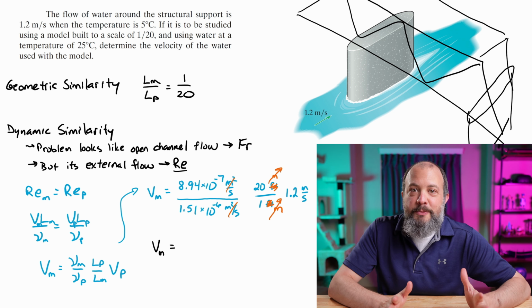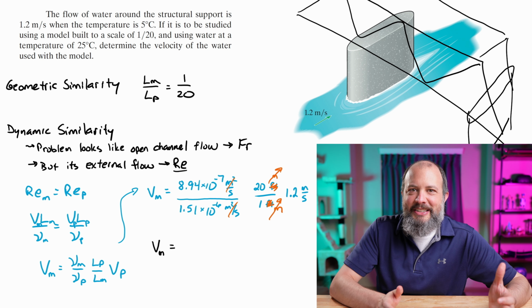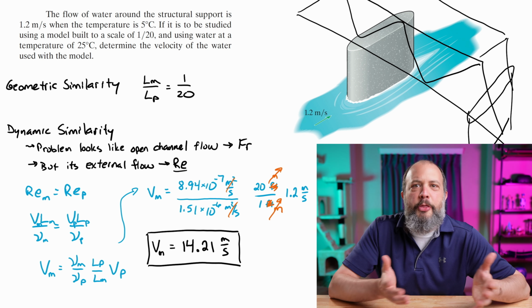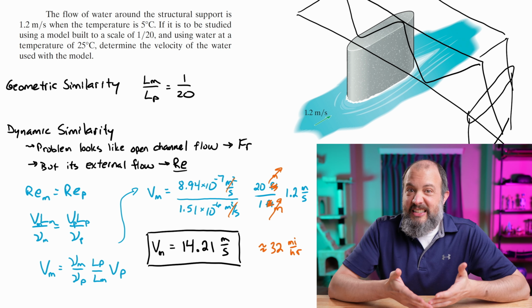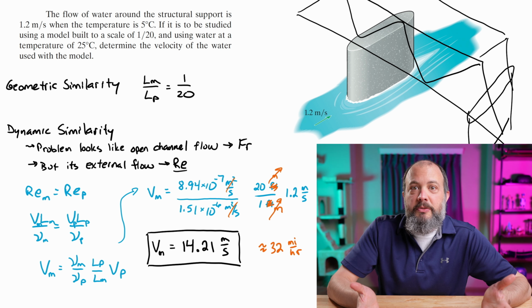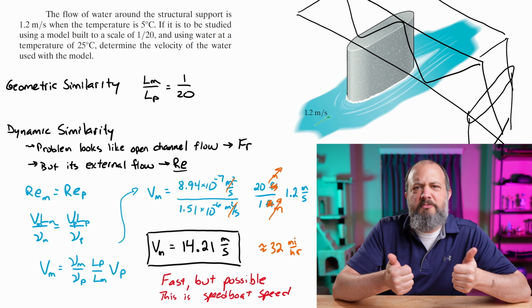Final answer, 14.2 meters per second. And just for frame of reference, that's around 30 miles per hour, give or take. Which again is fast for water, right? That's about the speed of a speedboat, but that could definitely be built. You could build a small model of this channel with a bridge support in it and have water going at 30 miles per hour. You could do that.